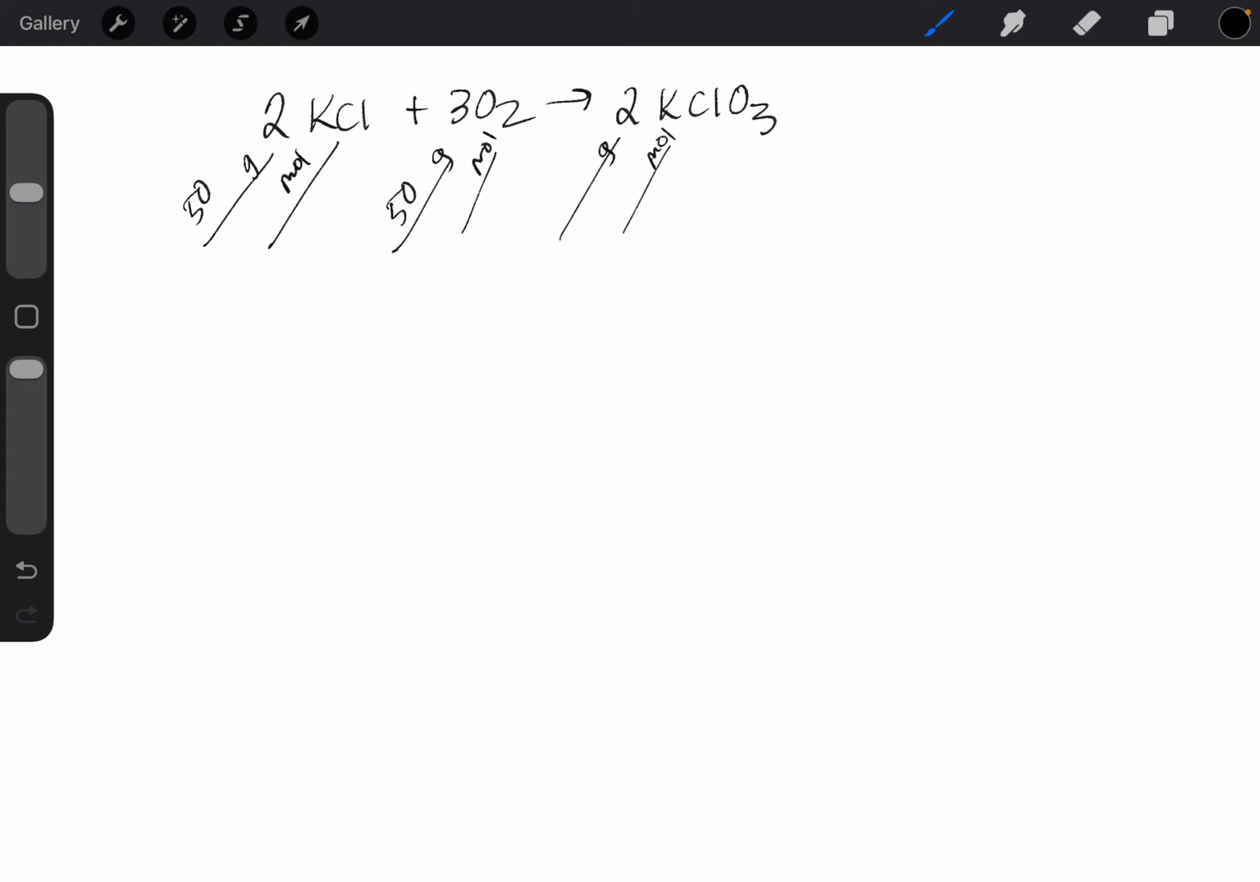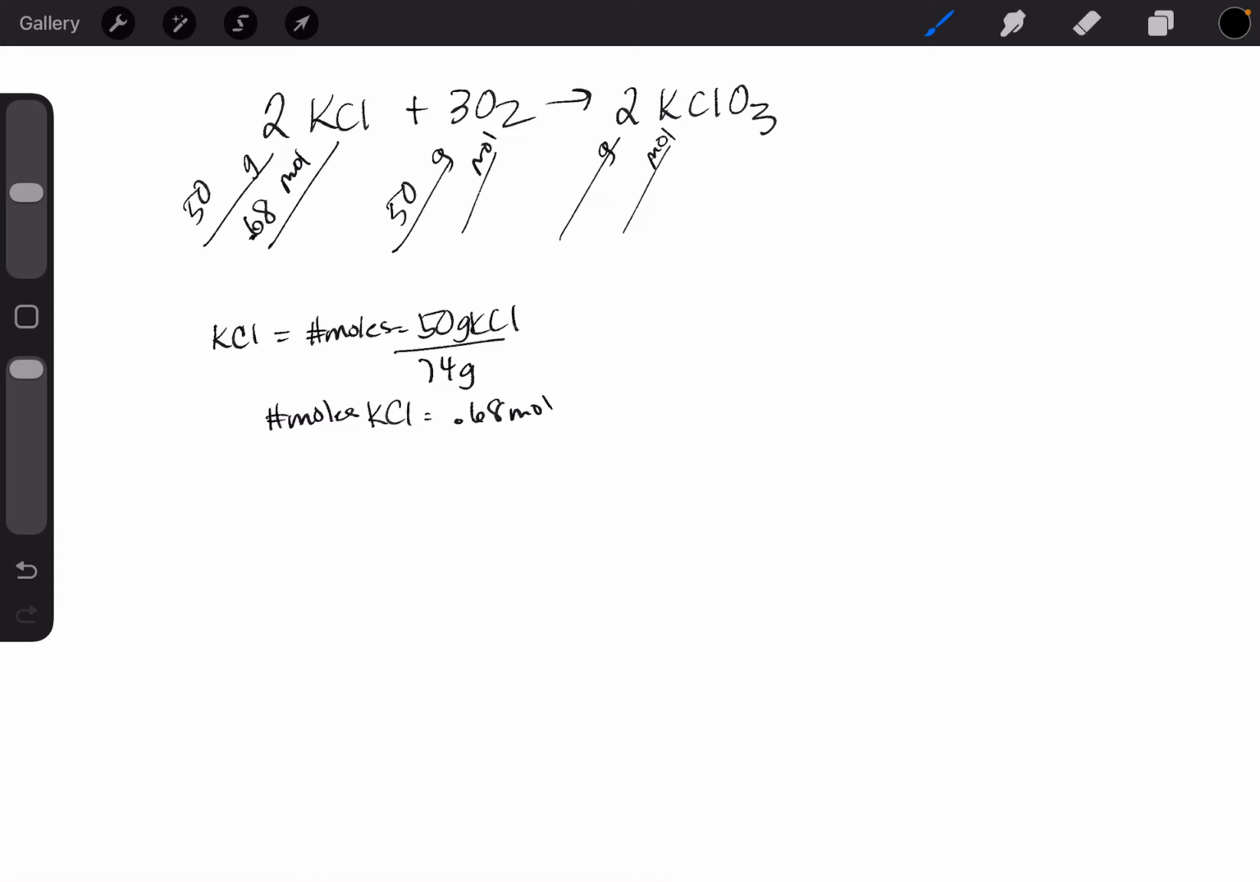So if I get my 50 grams of KCl, let's look at KCl, and I want to find the number of moles. I've got 50 grams over 74 grams. And so my number of moles of KCl is 0.68. Okay, so I'll put that right up here so I've got it.